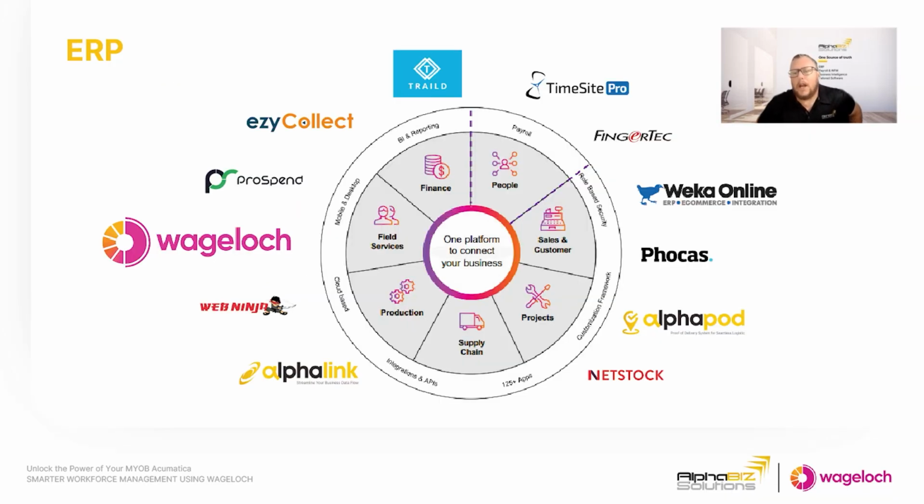In these webinars, as with today's session, it's with Wageloch. Wageloch are what we call an independent software vendor that integrates directly, or quite tightly, into MYOB Acumatica. It's a payroll solution. They are an independent software vendor, or ISV for short. We all like our abbreviations. They are one of the ISVs that tightly integrate into the MYOB Acumatica platform.